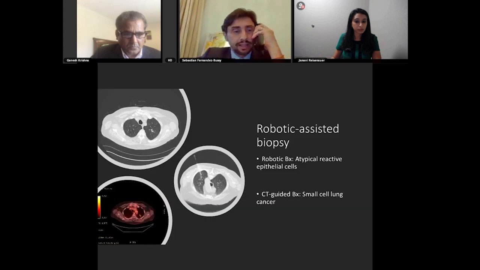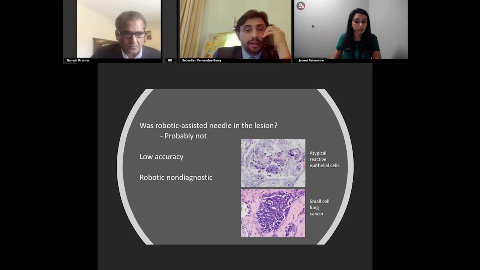Now, in this other case, that left upper lobe nodule, we also tried a robotic assisted biopsy first, and the pathology result was atypical reactive epithelial cells. So as a next step, we did a CT guided needle biopsy, and the result was small cell lung cancer. So was our robotic assisted needle in the lesion? Probably not. So low accuracy, and our robotic biopsy was non-diagnostic in this case.